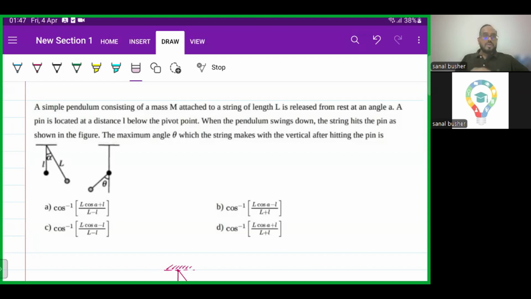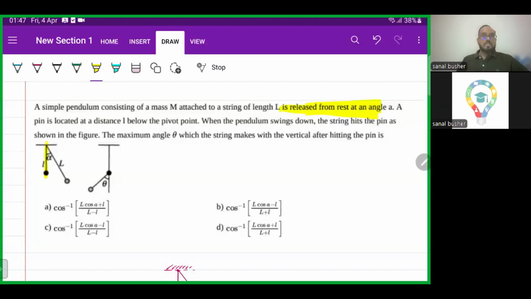Today we are going to solve this question. A simple pendulum consisting of mass m attached to a string of length L is released from rest at an angle alpha. A pin is located at a distance L below the pivot point. Okay, below the pivot point is L distance.